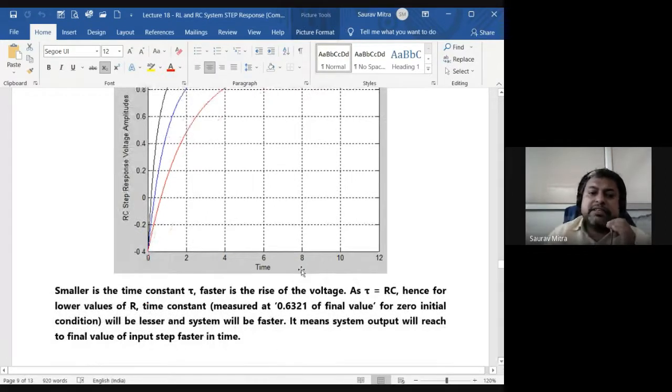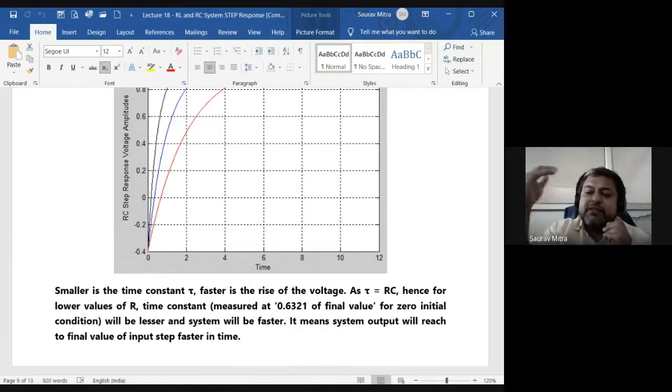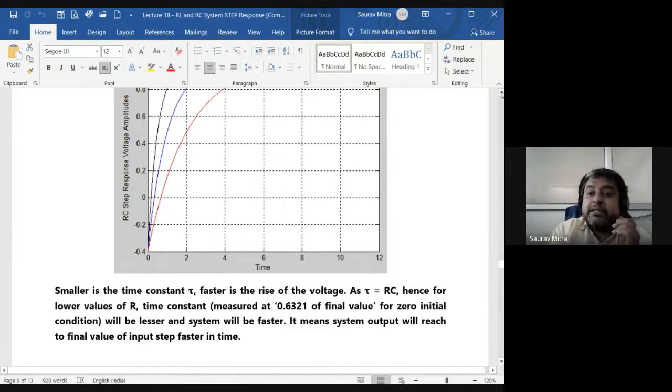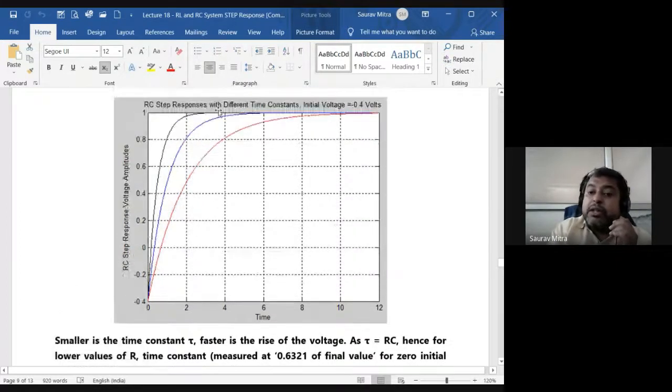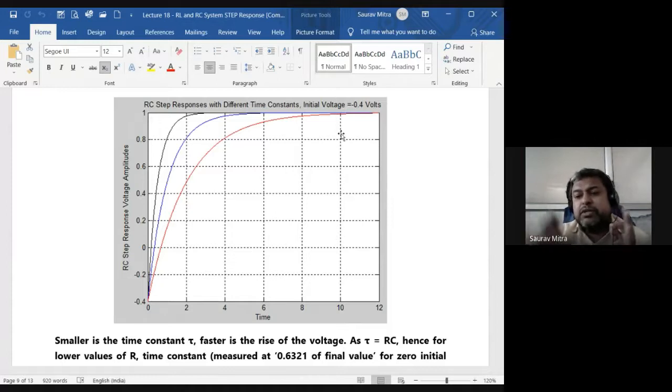So the last four lines I will read. Smaller is the time constant tau, faster is the rise of the voltage. As tau is equal to R into C, the lower the value of R, the lower the time constant will be. And if the time constant is lower, the system response will be faster. It means that the system output will reach the final value of the input. So if you are connecting 5 volt, the capacitor final voltage will be 5 volt. In that case we say steady state error is equal to 0. That is another concept I'm telling you. I'm connecting 1 volt and all the capacitors are reaching 1 volt only. In that case, how much is the steady state error? Input minus steady state value, 0. Both outputs are 1.